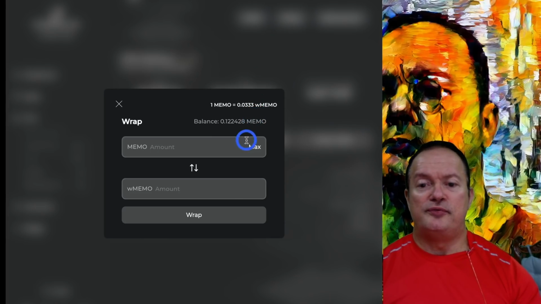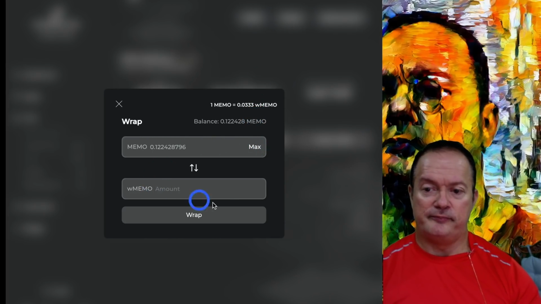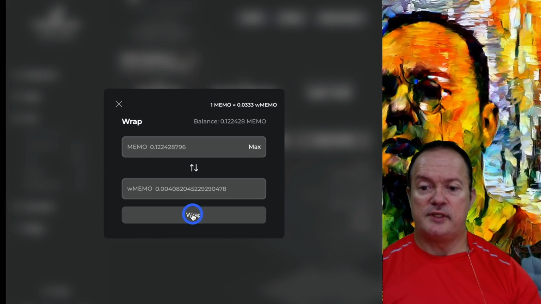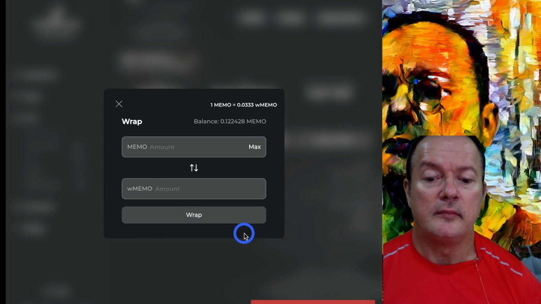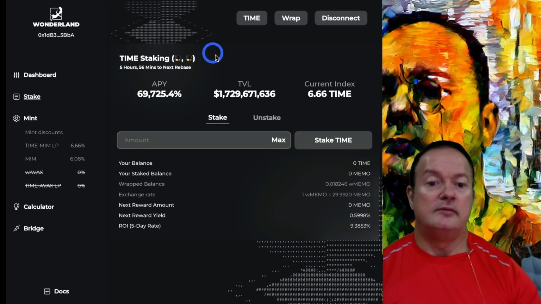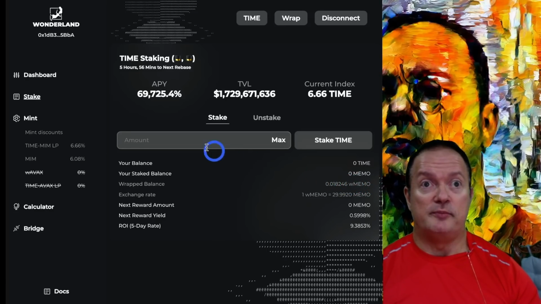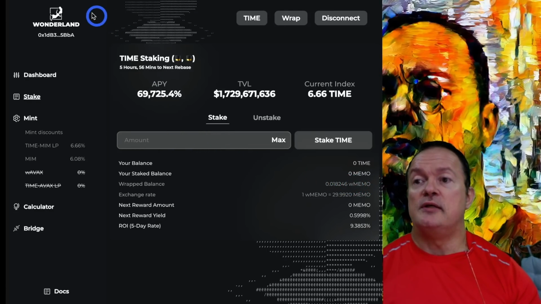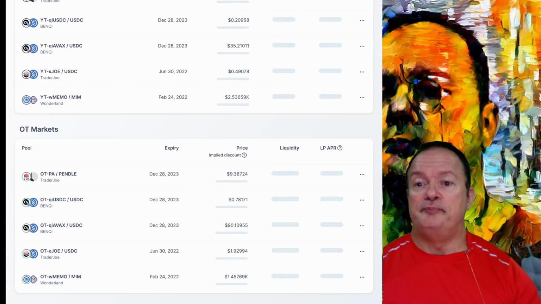Oh, we have to approve first. Good God. Let's wrap again. Safe math. It's wrapped or not? So finally, 0 time, 0 memo, and now we have 0.0182 something wrap memo. Perfect. That's what we wanted. Now we go back to Pendle.